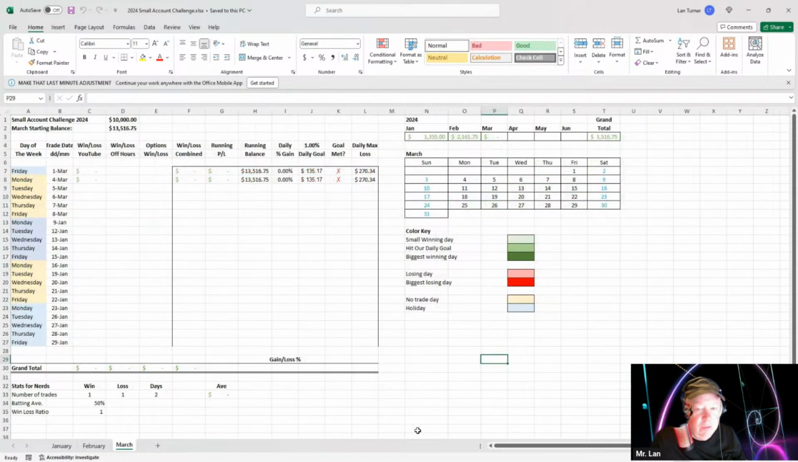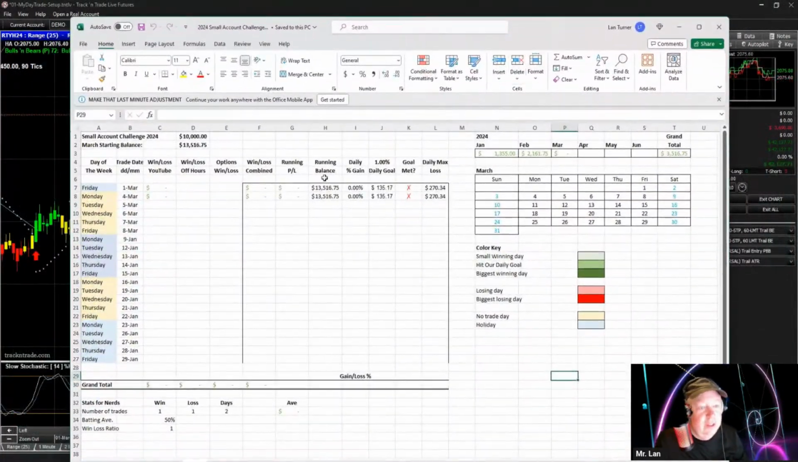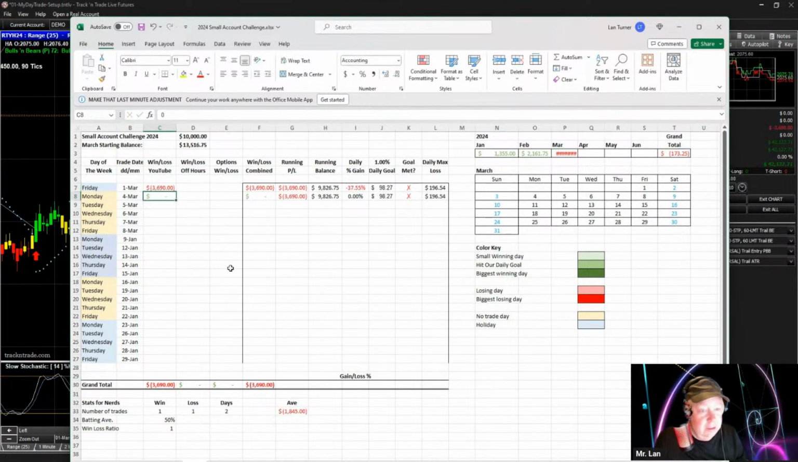All right, so this is our new March spreadsheet. And what did we get, our Heine 3690? Are we really going to go in there and put 3690 as a loss? 3690. Oh my goodness. So that's our new spreadsheet.